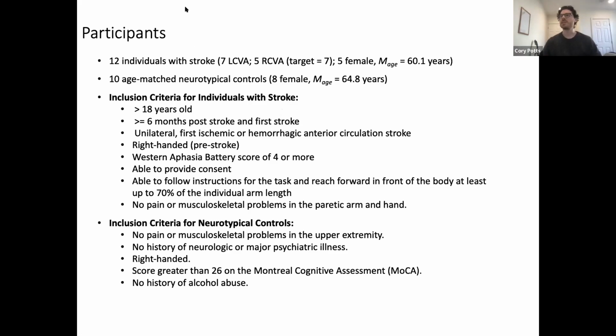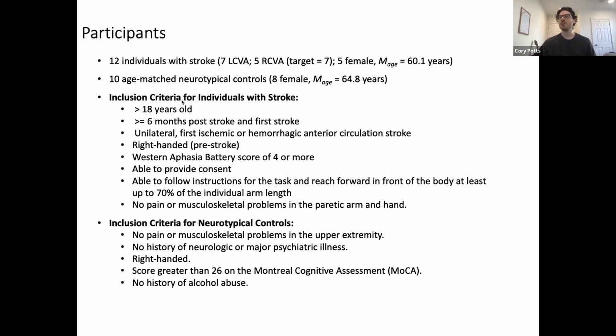Okay, so in terms of the participants in this study, we had 12 individuals with stroke. There was 7 left CVA, 5 RCVA. The target sample for RCVA is 7. So we're still in the process of data collection. And let me just give the caveat right now that anything that I talk about today is preliminary. So these are sort of hot off the press, fresh results. 5 females, mean age 60.1, 10 age matched neurotypical controls, 8 females, the mean age was 68.4 years.